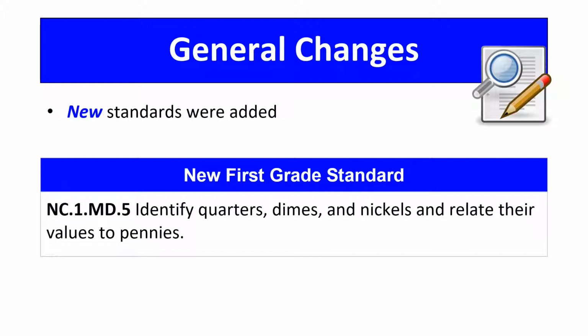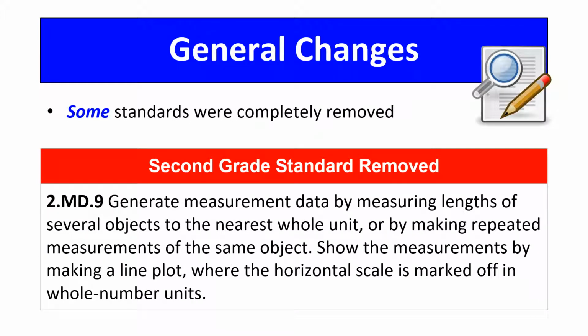In some grade levels, new standards were added. For example, identification of quarters, dimes, and nickels, and their relationship to the value of a penny has been added to the first grade standards. While some standards were added, some standards were completely removed. For example, second graders are no longer required to create line plots.